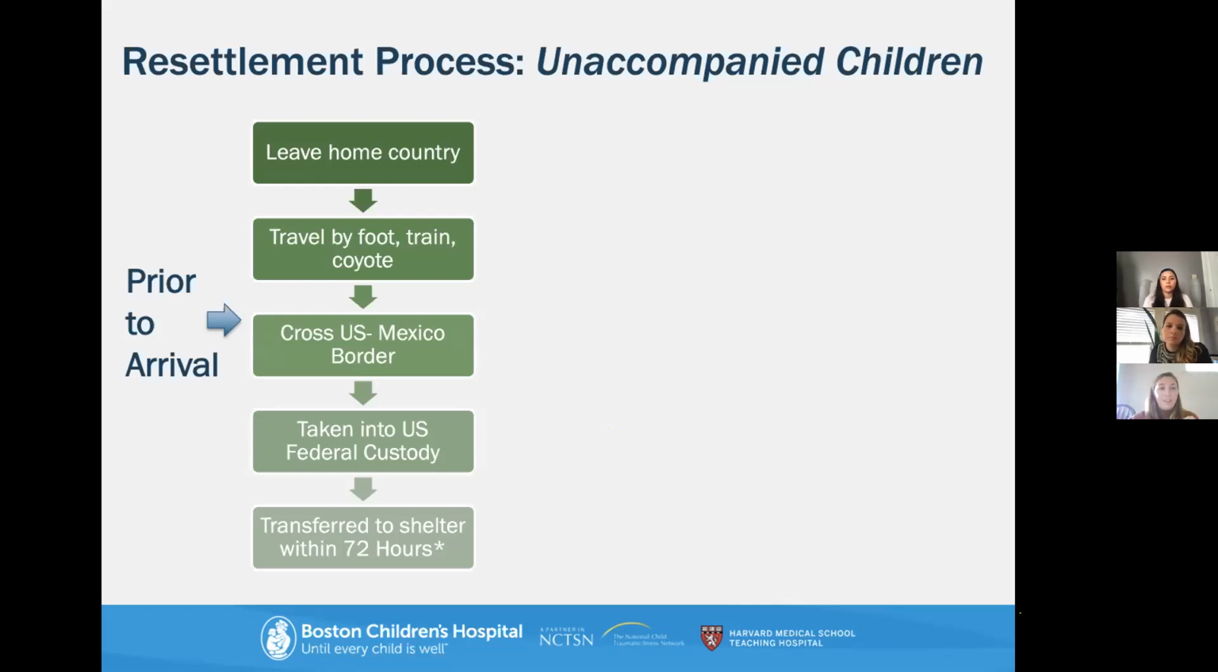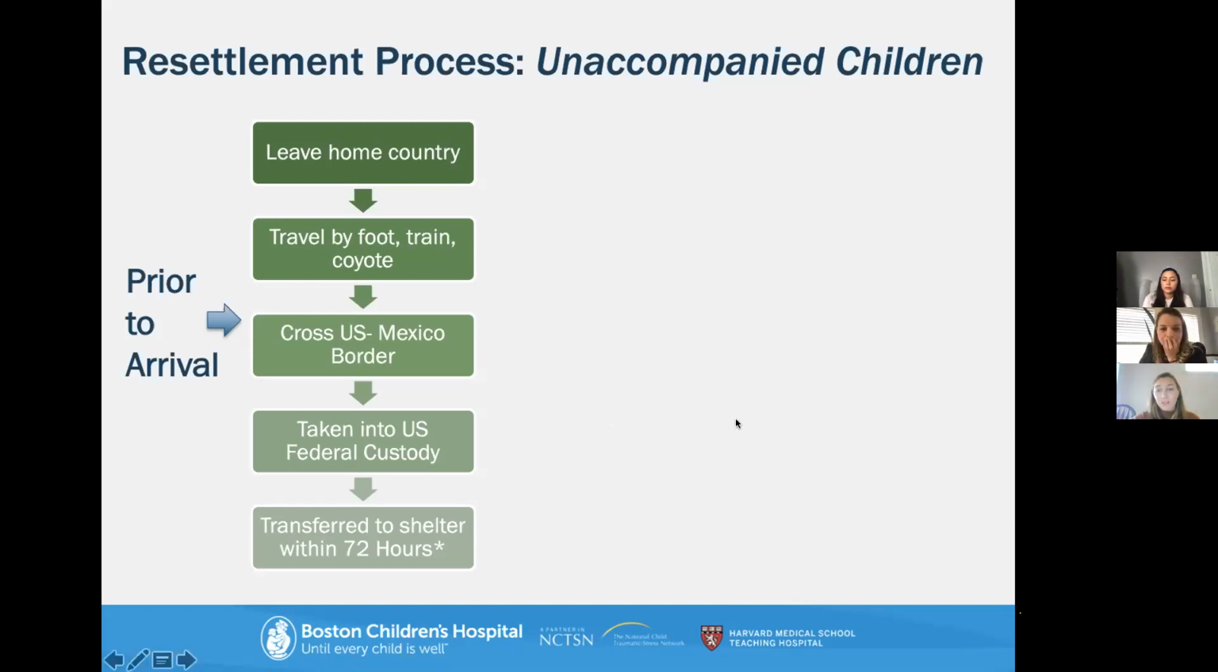Again, this is a caveat: not all unaccompanied children are crossing the U.S.-Mexico border. You can be a refugee and an unaccompanied child, but for the focus of this youth-informed training, we're going to be taking a look at it. It does differ for folks who are over the age of 18, or adults, and it doesn't take into account recent policies such as Trump's Remain in Mexico or Title 42. But it starts off the same: leaving home country, traveling by any means necessary to get to, in this case, speaking in the U.S. context, typically the U.S.-Mexico border.